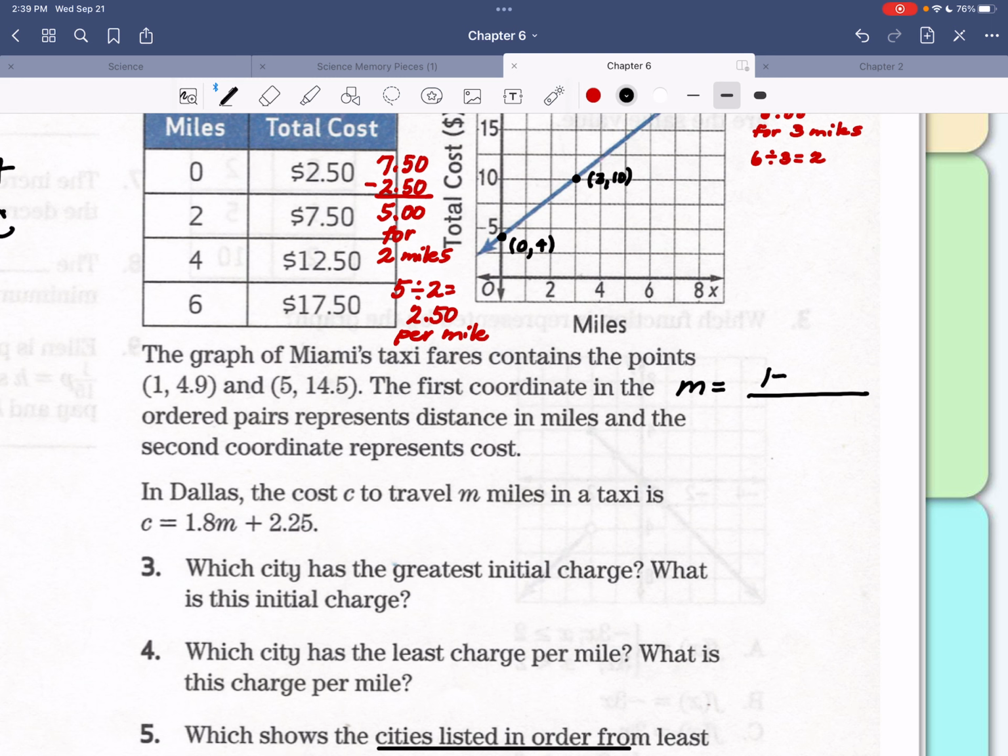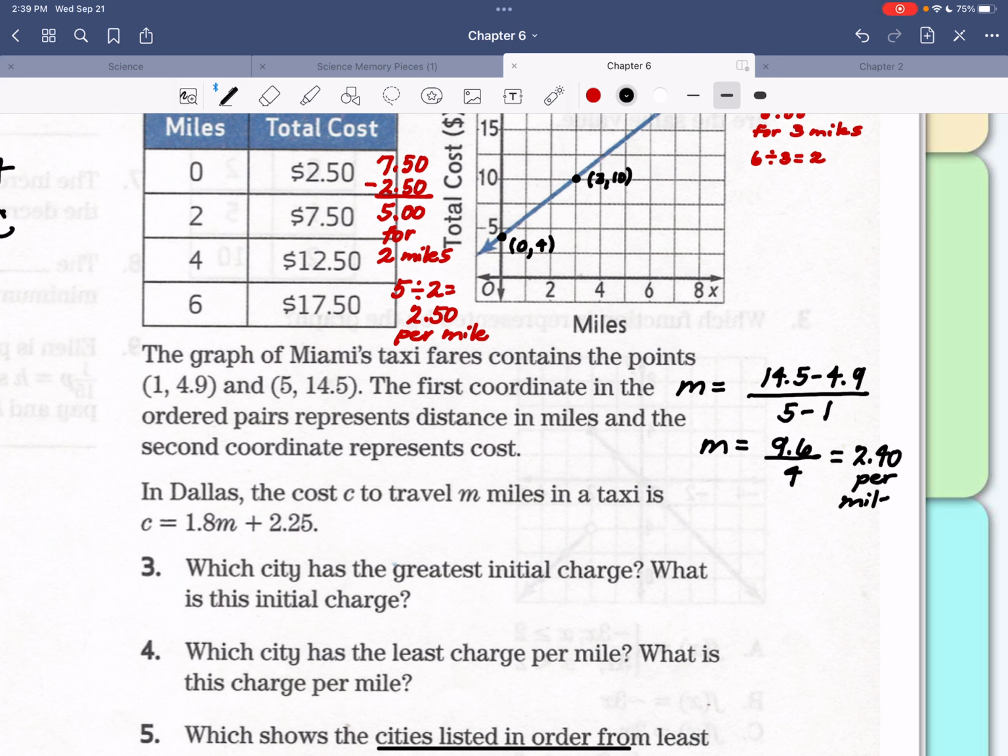Y sub 2 minus y sub 1, over x sub 2 minus x sub 1. So slope is going to be 14.5 minus 4.9 equals 9.6 over 4. We still need to know, so it's $2.40 a mile. Okay, here we go. 2.4 or $2.40 per mile.